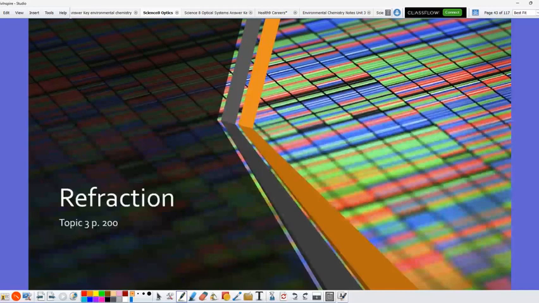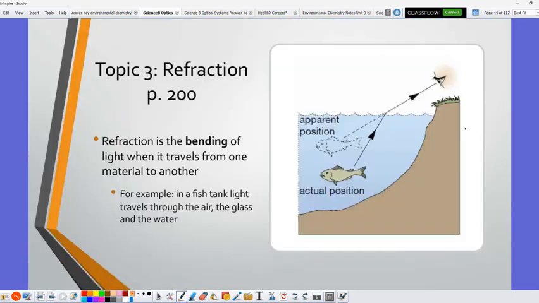Right. Well, here we are into, technically this is outcome 2. Reflection was also outcome 2. So in any case, here we are in topic 3, looking at refraction. And refraction is the bending of light when light moves from one material or medium to another. And it can either bend towards or away from the normal.